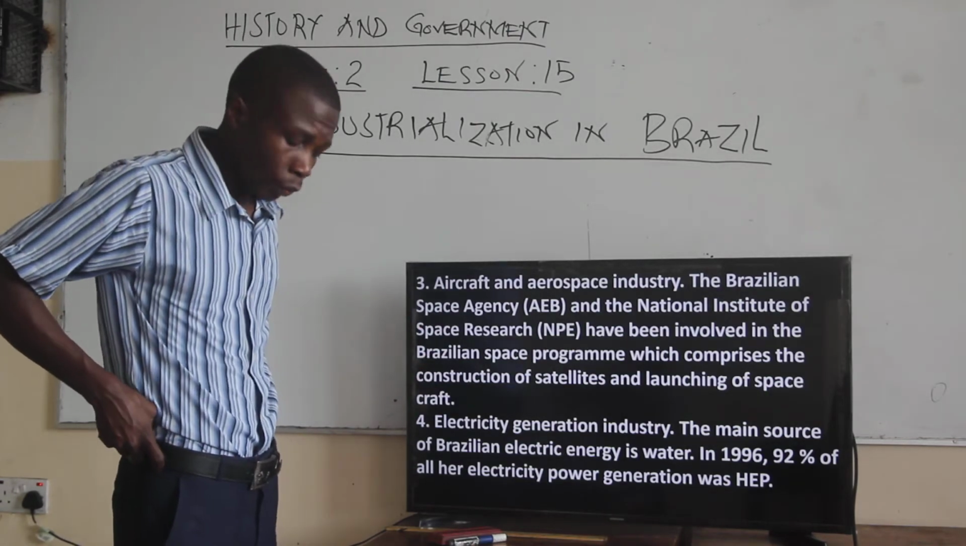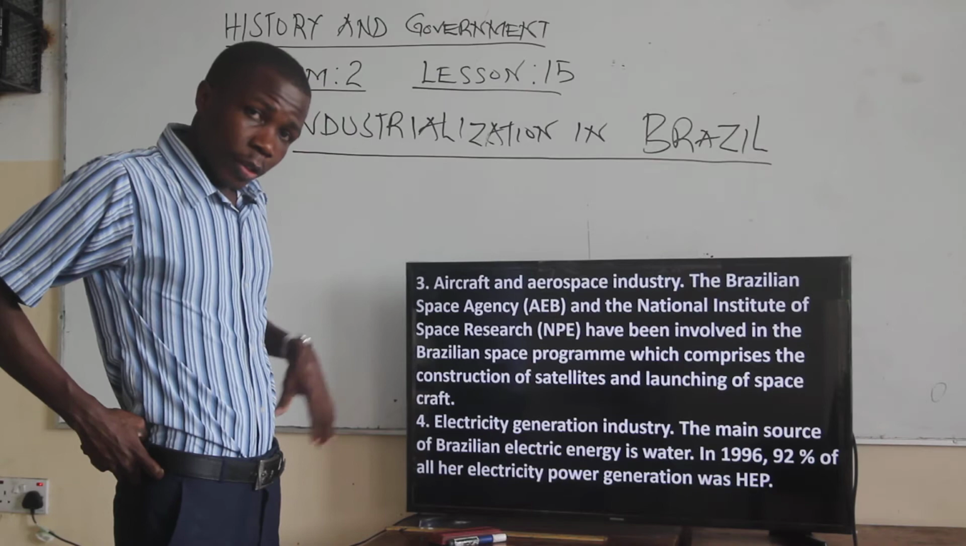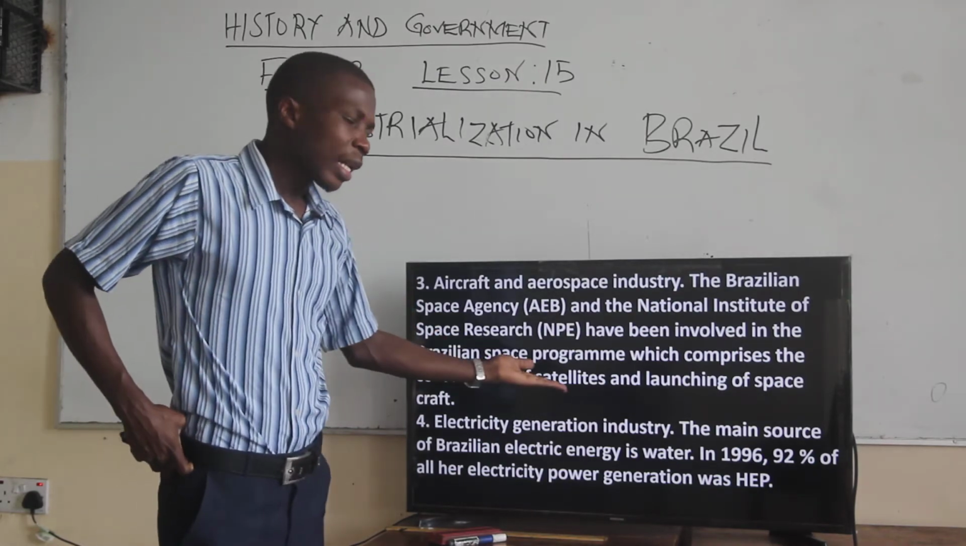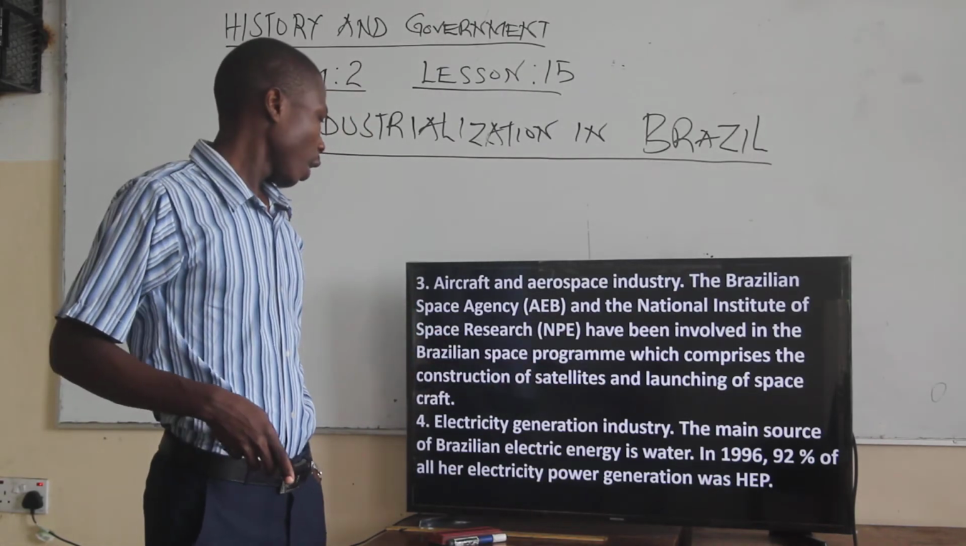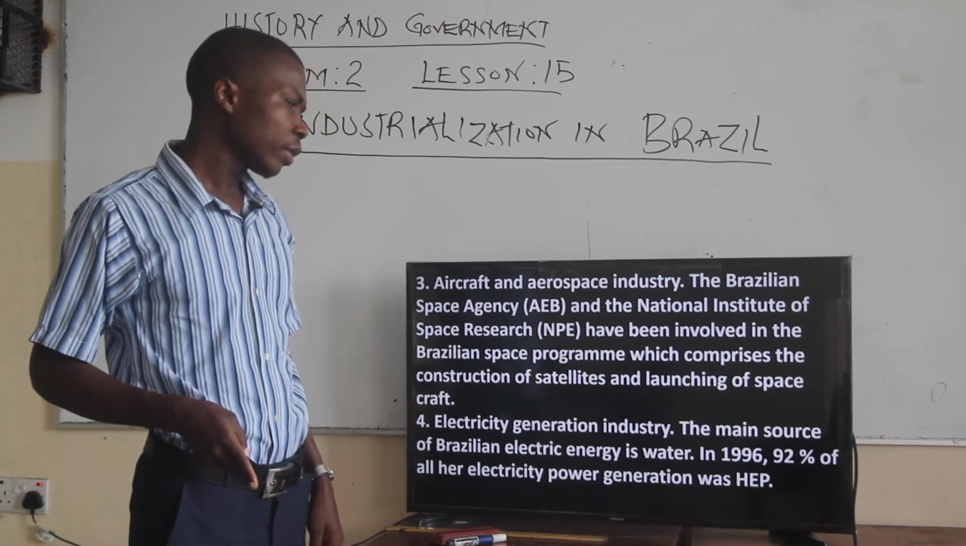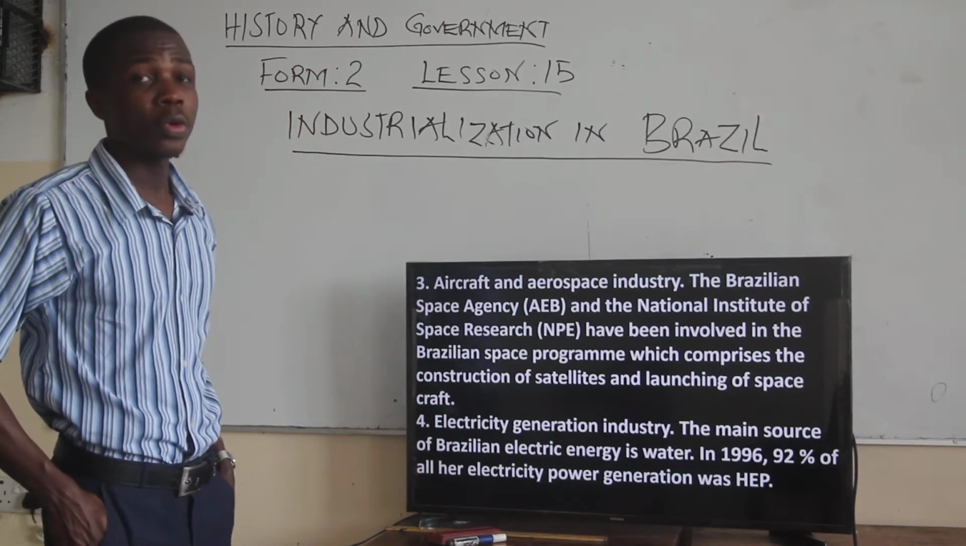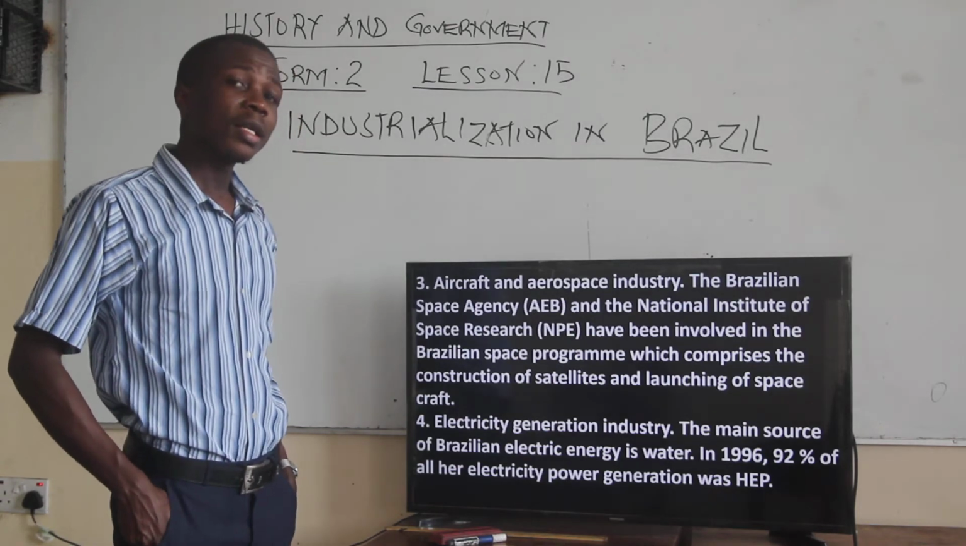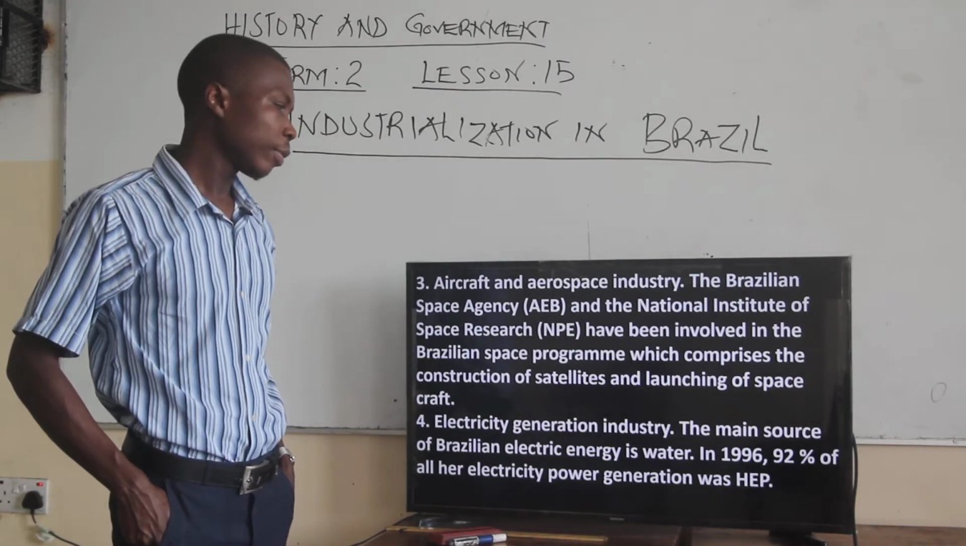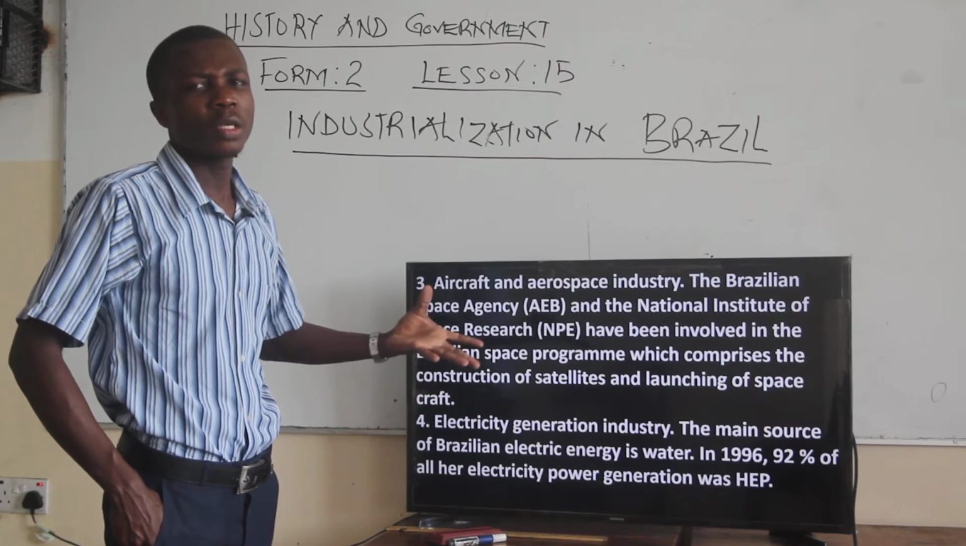So they also participated in spacecraft and space satellite work, and so on. Then the electricity generation industry. The main source of Brazilian electricity is water. Being that there is a huge forest there, the Amazon, that means they automatically will not lack water.